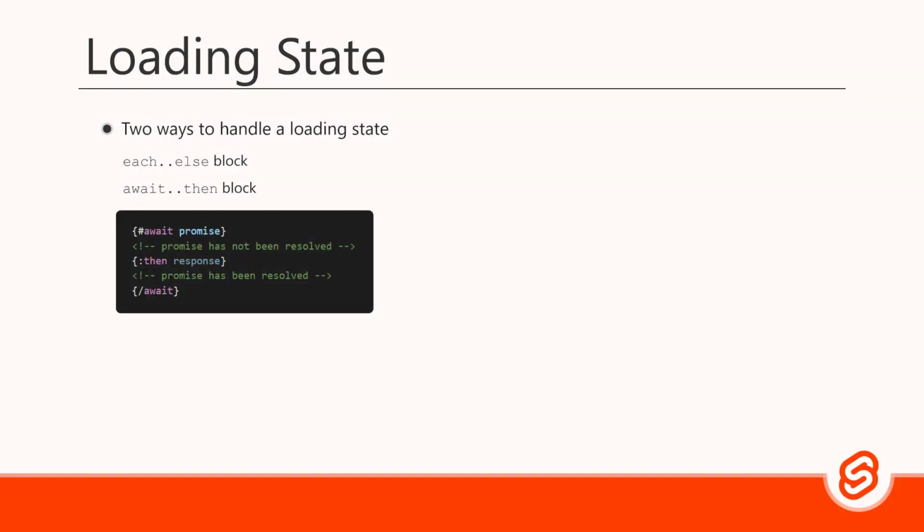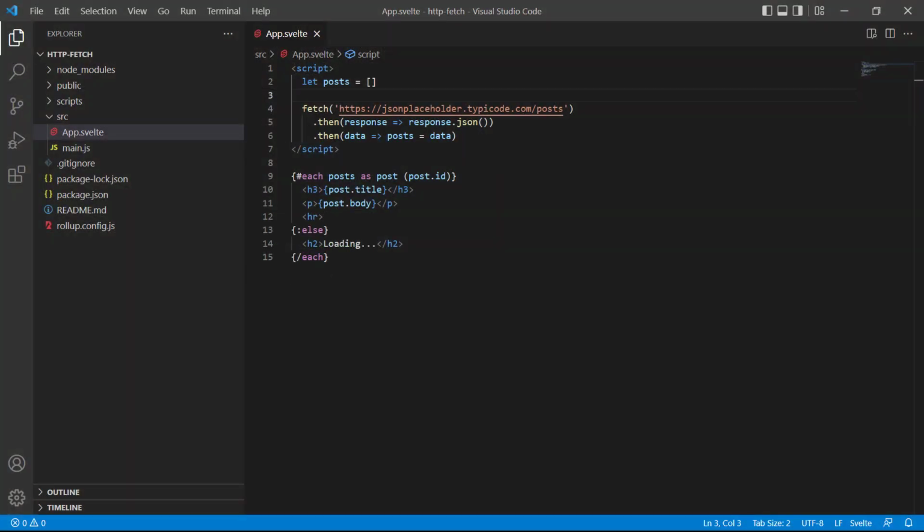Svelte also provides us with the await then block to handle promises directly in the markup. We can use this block to handle the loading state. The await block takes the promise we want to handle and expects the code we want to execute in its body. The then block takes the returned response and expects the code we want to execute when the promise has been resolved.